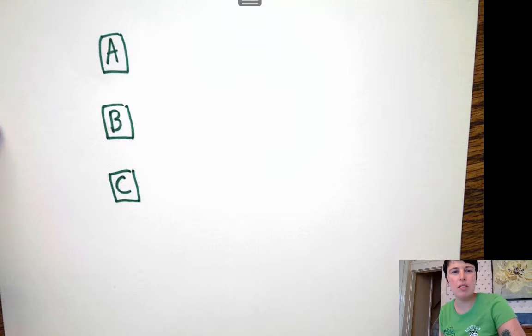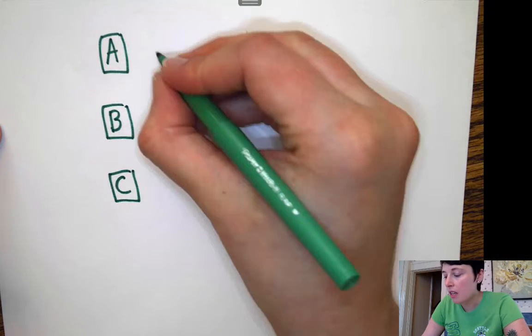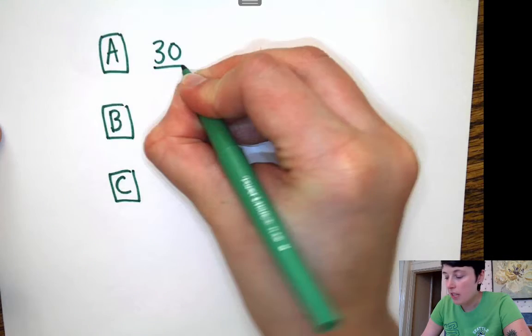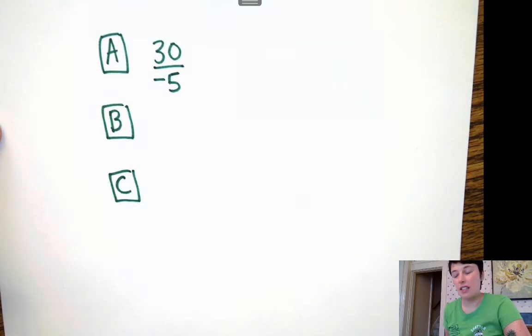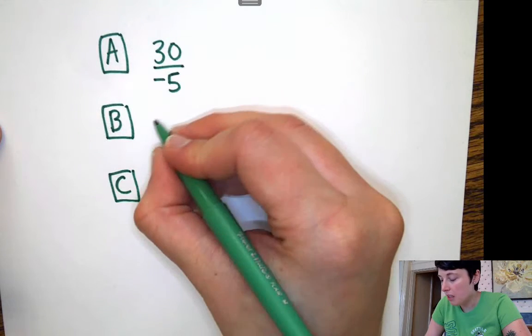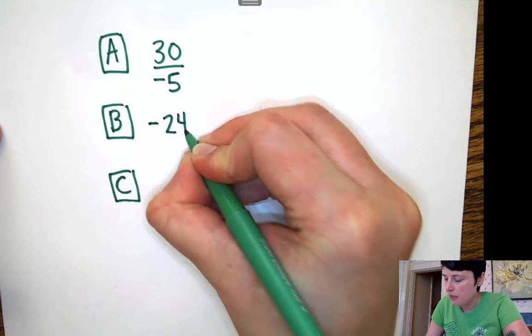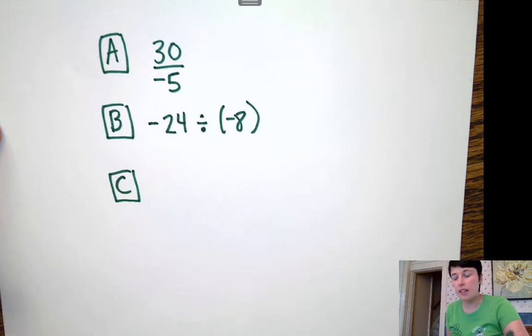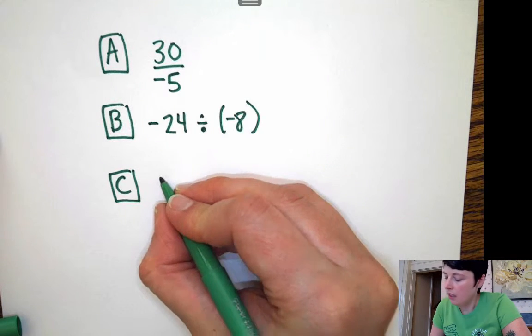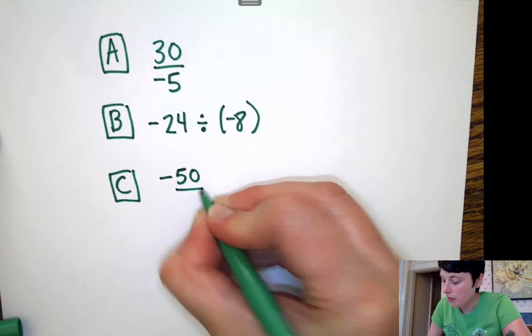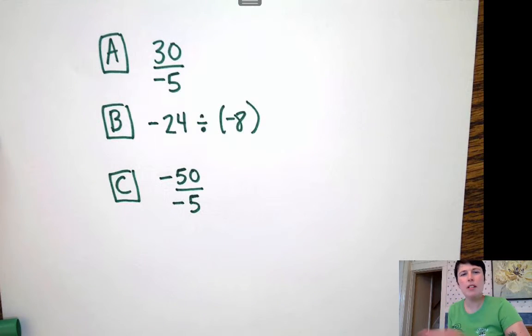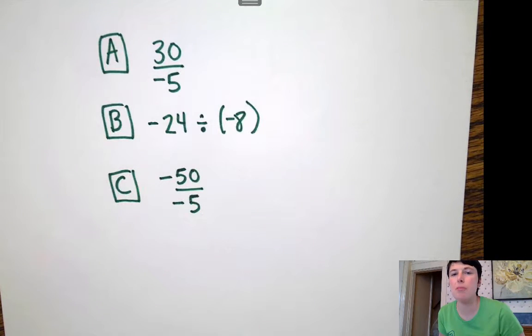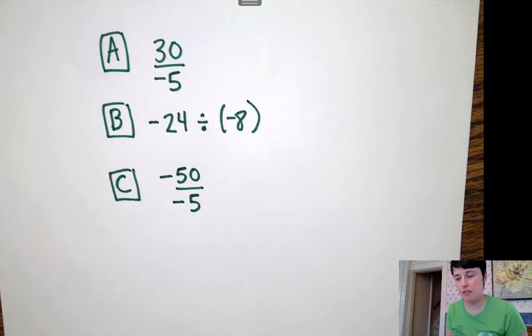For your ABC questions here, first one's going to be 30 over -5. The second one, letter B, is going to be negative 24 divided by negative 8. And then the last one is going to be negative 50 over negative 5. Could you pause the video and try all three and then check your answers, please? Okay, so you've tried them all. You wrote them down. Now you're ready to see if you did it correctly.